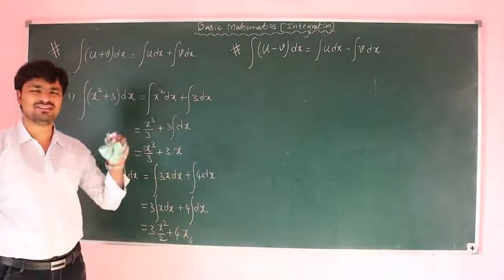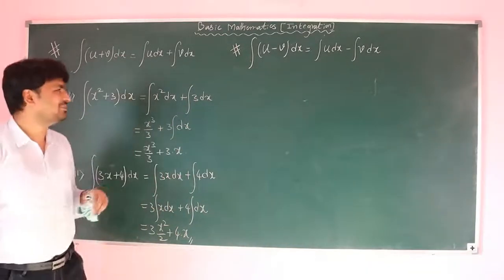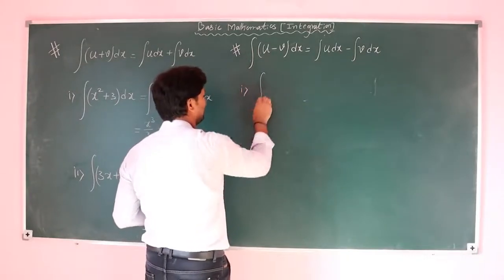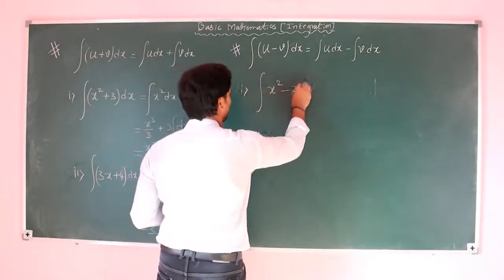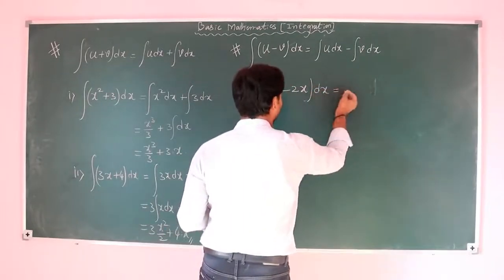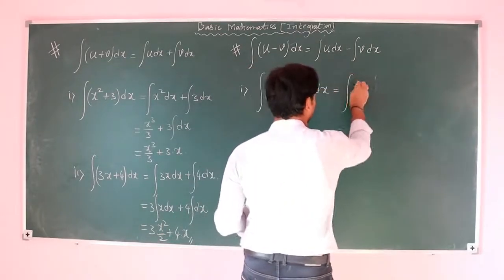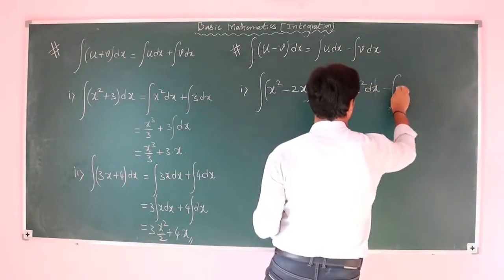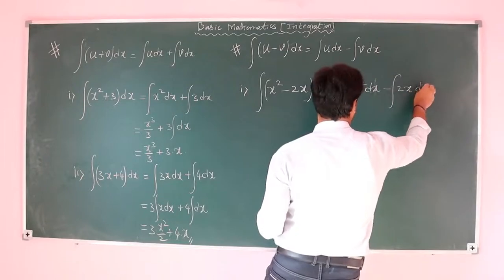If it is plus, first term integration plus second term integration. We'll take one small example here. Integral x square minus 2x into dx. What we have to take? Integral x square dx minus integral 2x dx.